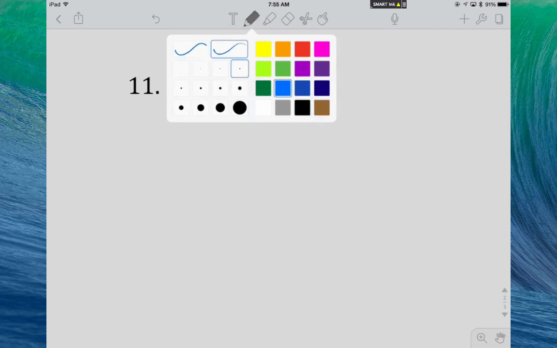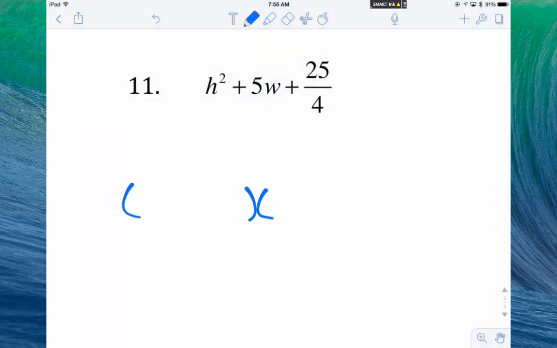We know that we can factor this as h plus some number times h plus some number. And we need these two numbers to multiply to 25 fourths, but add to 5. And in fact, the numbers that do that are 5 halves and 5 halves.